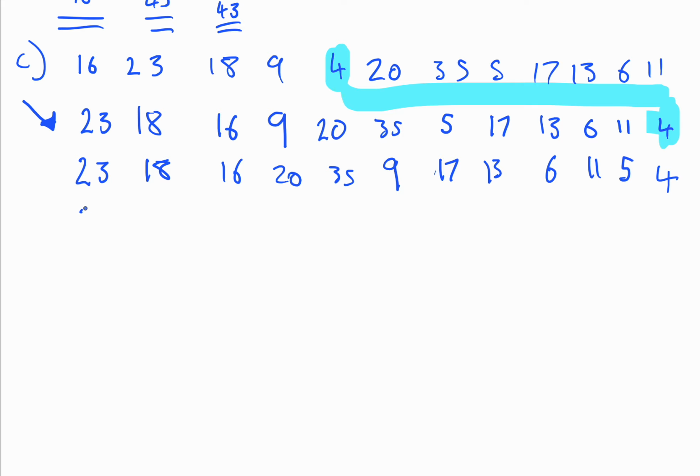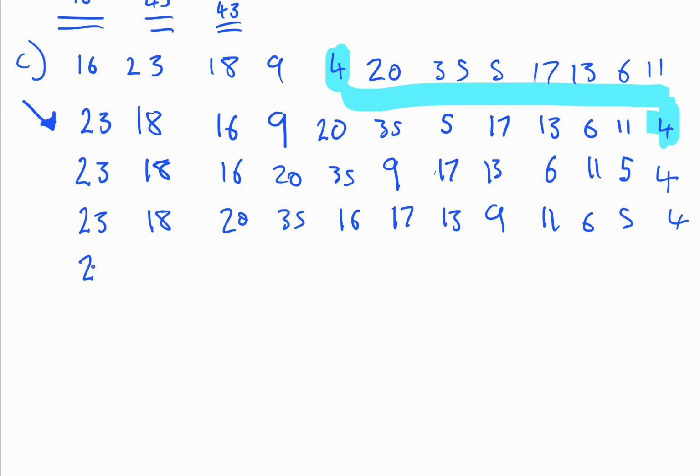23, 18. No. 18, 16. No. 16, 20. Yes. 16, 35. Yes. 16, 9. No. 9, 17. Yes. 9, 13. Yes. 9, 6. No. 6, 11. Yes. And 6, 5, 4. So we know that 6, 5, 4 is now fixed. We just need to get this 9 over here, and then a lot of this is going to be a lot neater. So hopefully it won't take us too many passes.